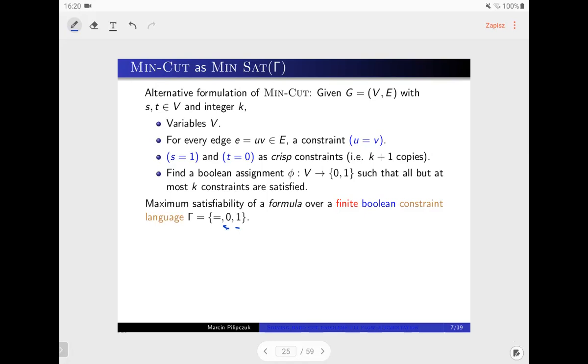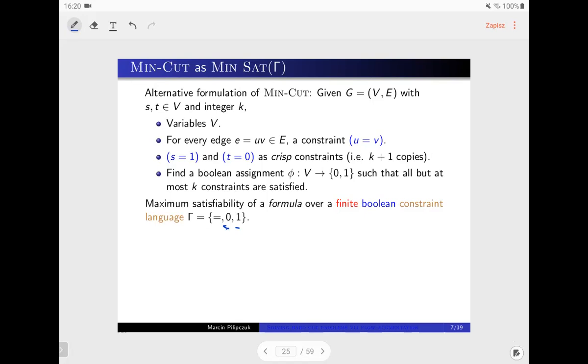If you have your variables and you put all your constraints, then your equality constraints are edges. There's a special vertex zero, a special vertex one. Your equal to zero constraint is an edge to the zero, your equal to one is an edge to the one. And you want to have a minimum cut between zero and one in this constructed graph.